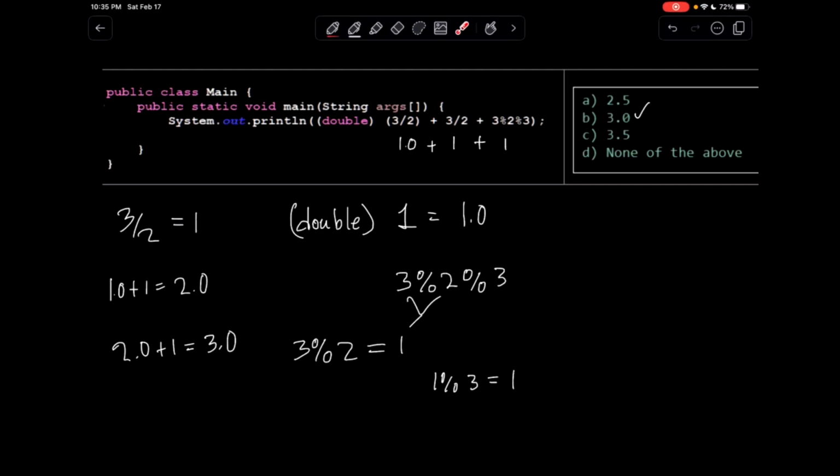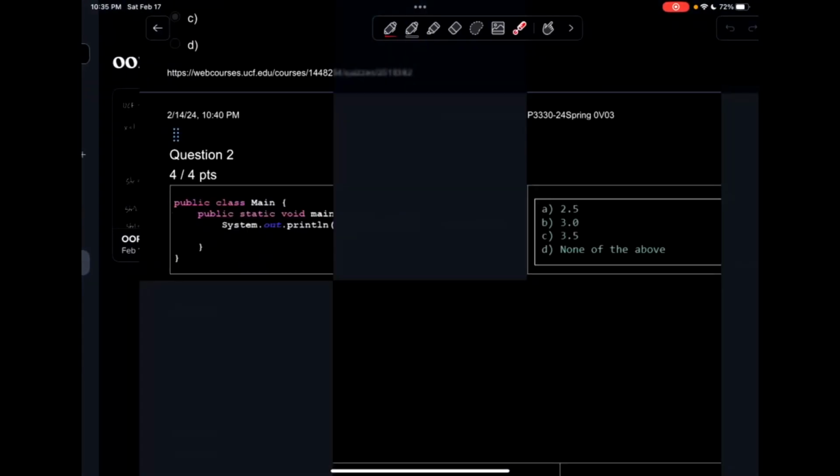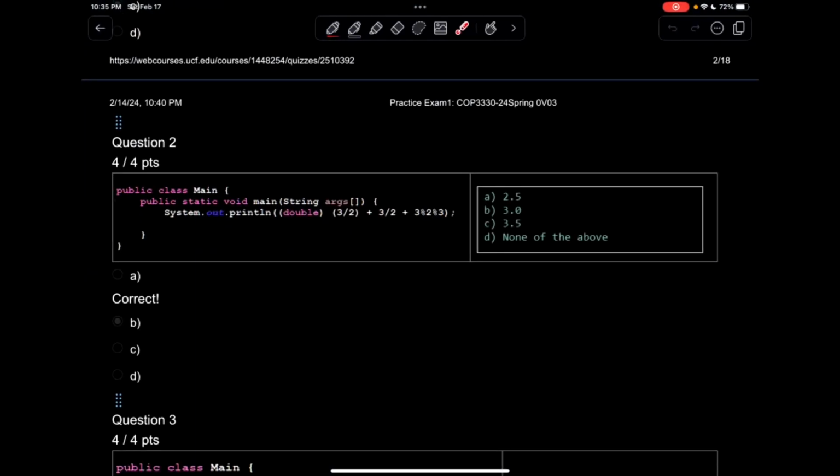And now we can go ahead and check our answer. And yes, it looks like the correct answer is B, 3.0.